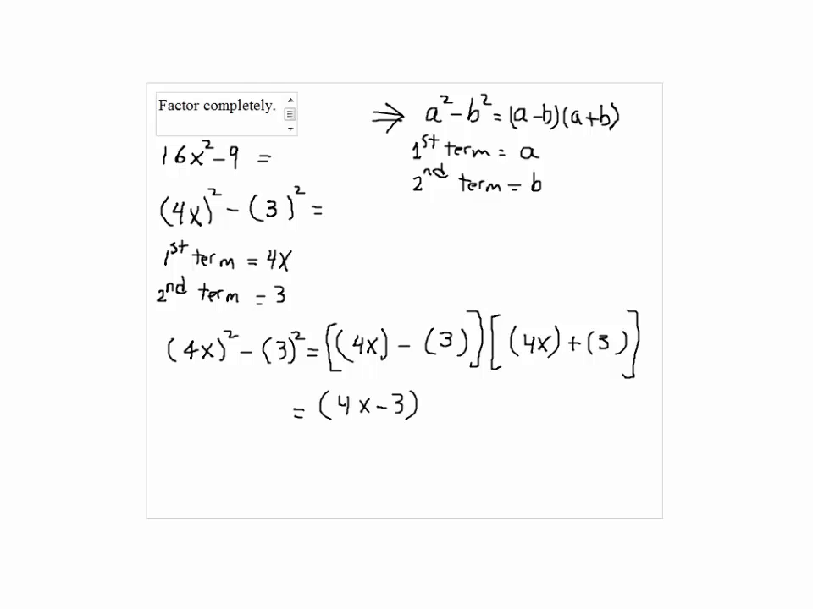So it would be first term minus the second term times first term plus the second term, according to this property. Your first term is 4x, and your second term is simply 3. So this would be 4x minus 3 times 4x plus 3.